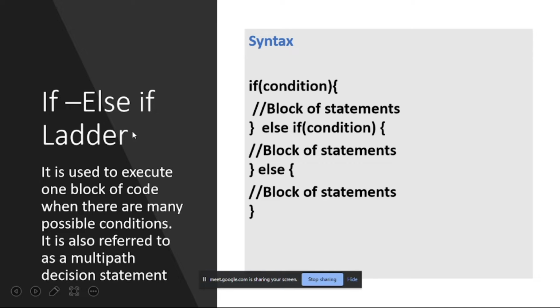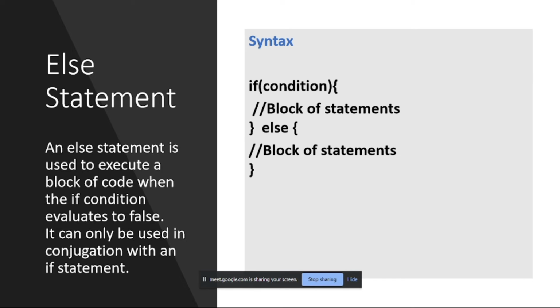So when will an if else if ladder be used? When I have if and else statements, how many blocks of code can I execute with an if else statement? How many blocks of code do you see here? One block of code for the if condition, and one for the else. So it's a total of two.